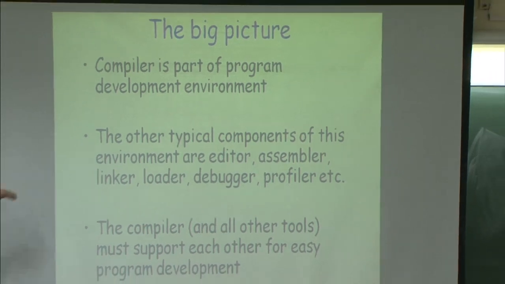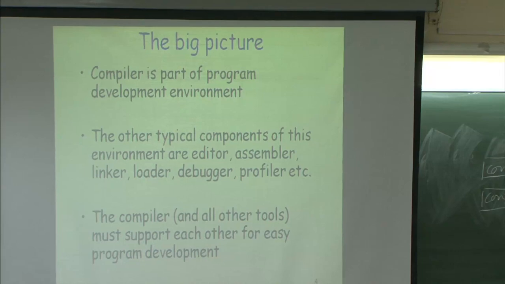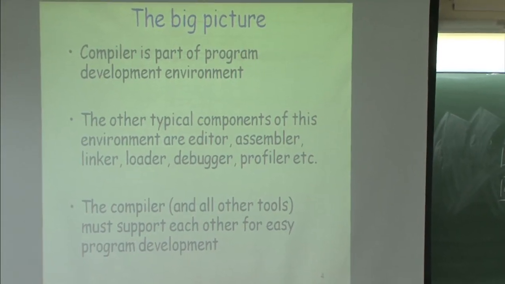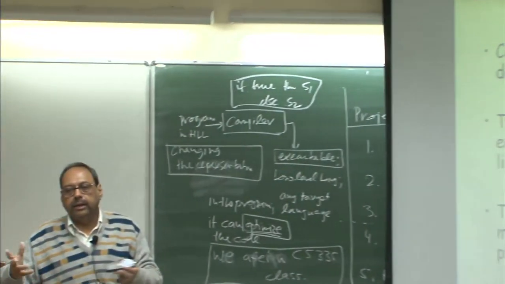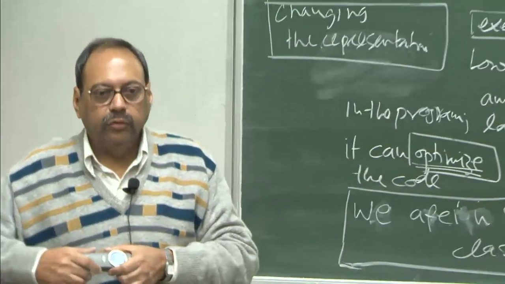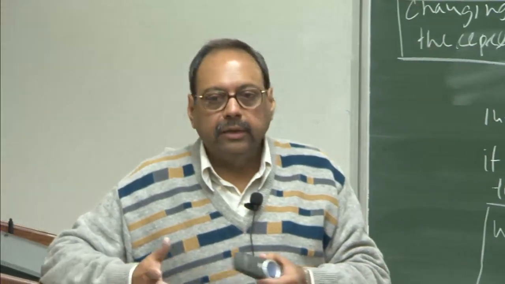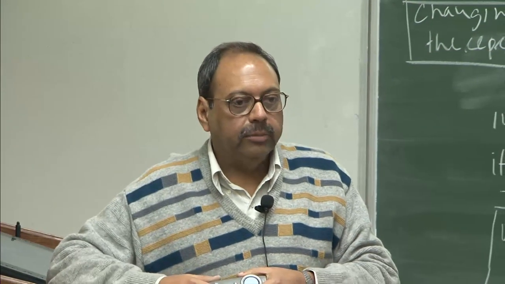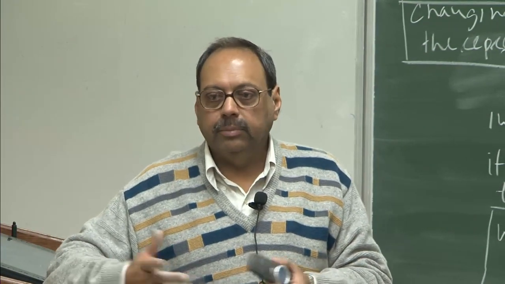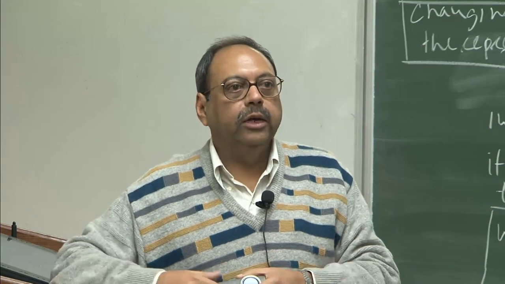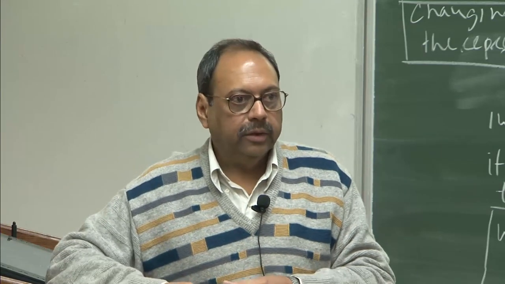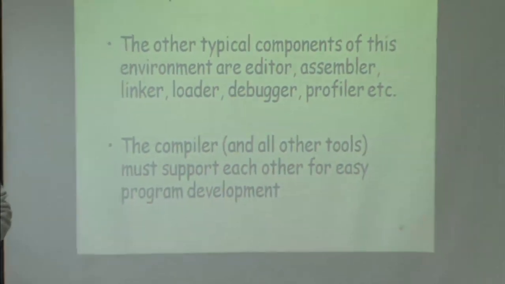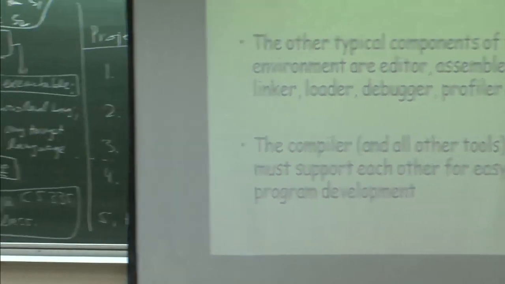And the compiler and all these tools I'm talking about must support each other. For example, take a scenario where your editor creates a file and it's not an ASCII file. It saves in a different format, like WordStar or Microsoft Word. If I write a program using, say, Microsoft Word and try to compile it, the compiler will not be able to handle that because it uses some kind of control sequences and compressed representation. So the compiler must know this interface. Therefore, this editor must create files which my compiler can handle, and whatever is the output of my compiler, the assembler should be able to handle, and so on.